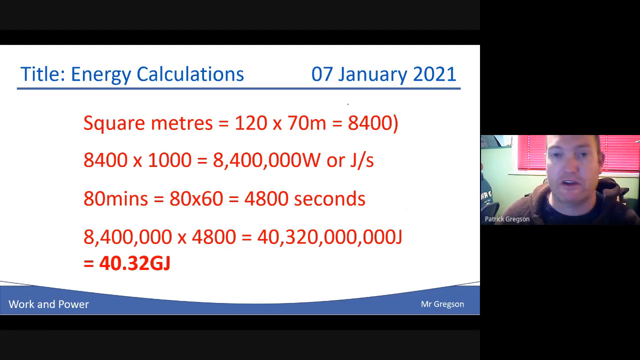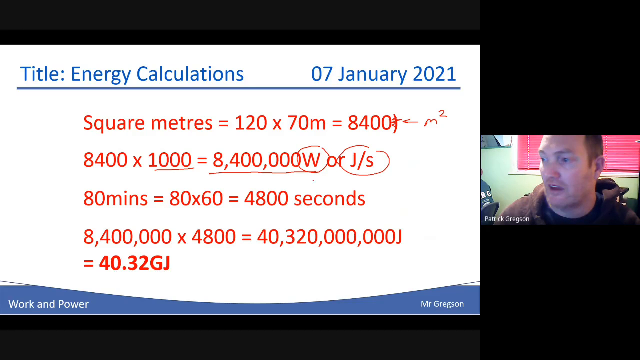Okay, so the first thing I gave you a hint on is you have to work out the square meters. I don't quite know why there's a little bracket there, ignore that, it's a mistake. And you should have got 8,400 square meters. Now, if there's 8,400 square meters and it's 1,000 watts per square meter, that means we've got 8.4 million watts on the rugby pitch. So there we're converting watts into joules per second.